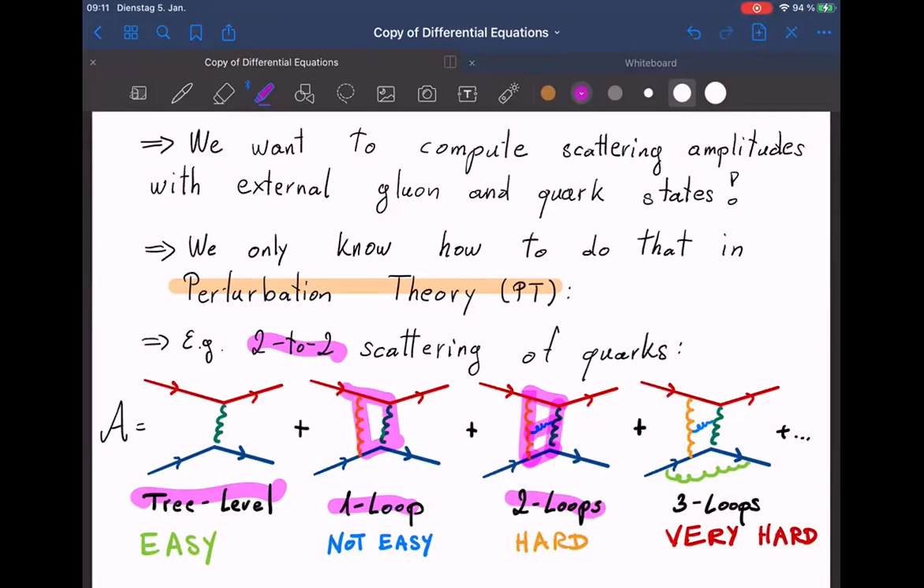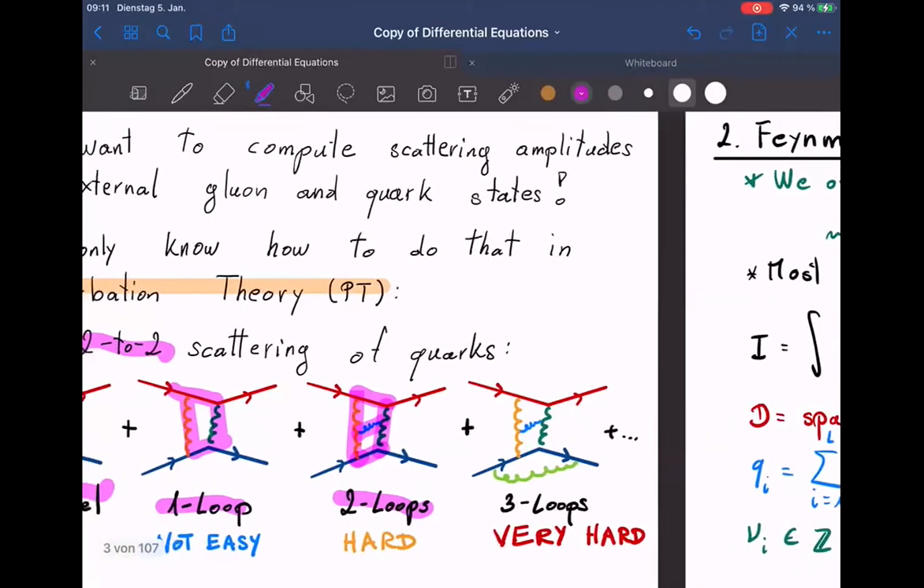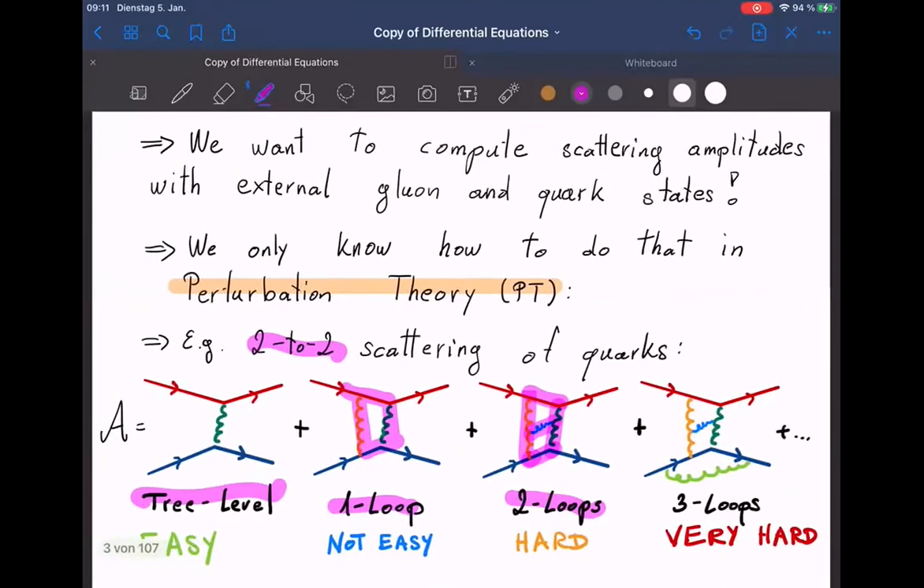So that is the scene, that is the setting. Well, then, for now, let's assume that you just know how to write down your Feynman diagrams. Okay, so we have the Feynman diagrams. What you will need to do is you will need to compute your Feynman integral.